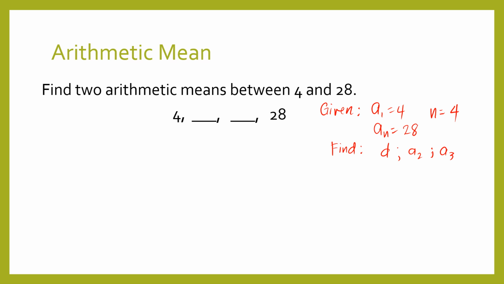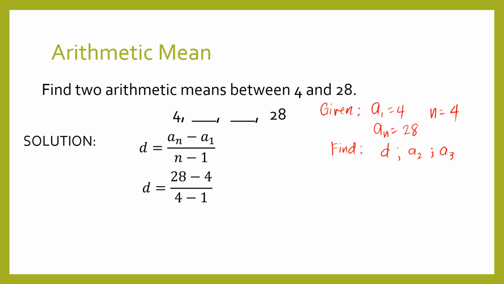Okay? So what is our solution? Here is the solution to this one. The formula for finding the common difference is this one: the common difference is equal to a sub n minus a sub 1 divided by n minus 1. To find out the common difference, you have to substitute all the given values. So let's say a sub n is 28, a sub 1 is 4, and the value of n is 4.